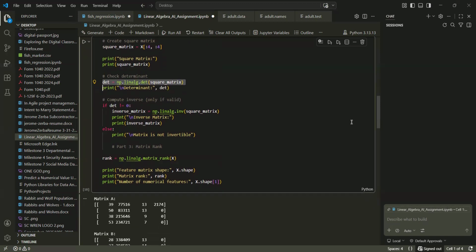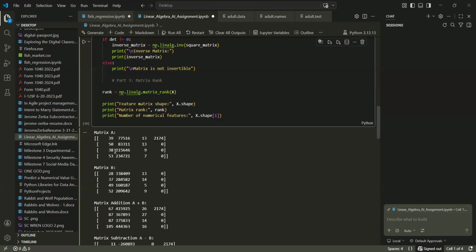And in part three, right over here, I calculated the rank of the matrix. The rank tells us how many features are independent. My results showed that the rank was equal to the number of features, which means the data is not redundant and each feature gives useful information.